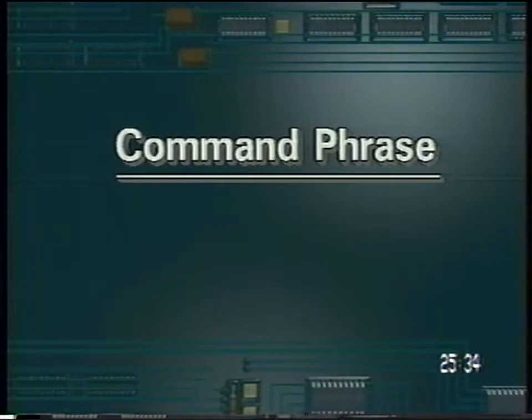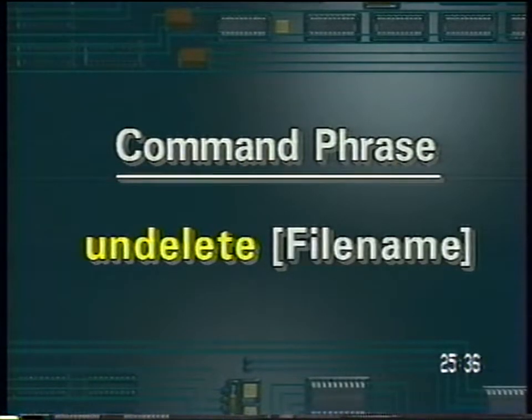Sometimes we'll delete a file and then want it back again. With MS-DOS 6.0, we can undelete a file as long as that file name hasn't been used again or the spot on the disk where that file was saved hasn't been used for another file. We'll demonstrate now by undeleting the letter1 file using the undelete command. The command phrase we want is undelete and the file name.